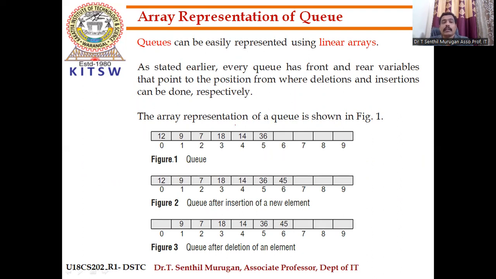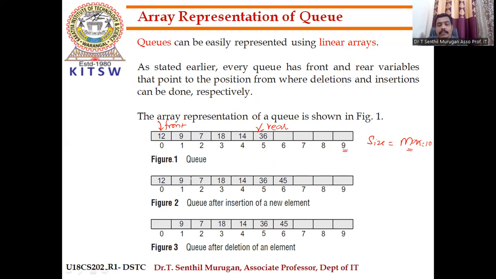Okay. So as stated earlier, the queue has front and rear variables that point to the positions from where deletion and insertion can be done respectively. So this is the front position, and this is the rear position. What is the size of the array? The size is 10, so the maximum value is 10. Max minus 1 is 9. The array will be represented using 0 to 10 minus 1, that is the index values.